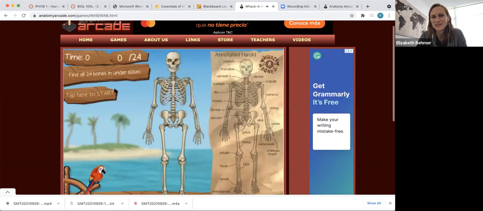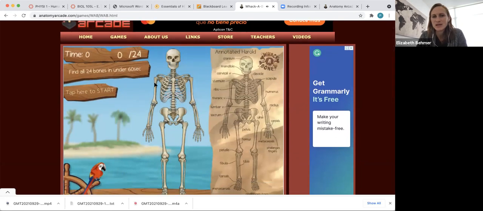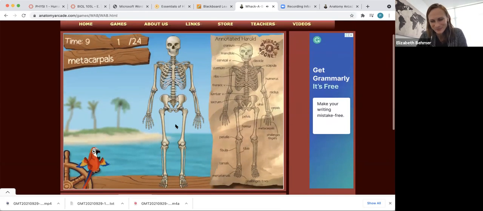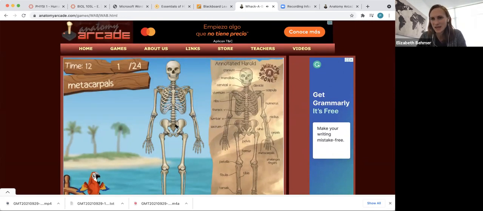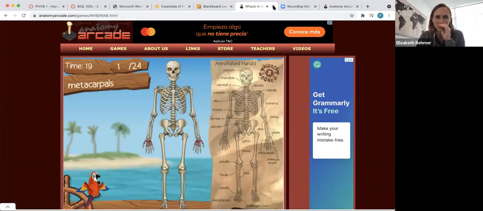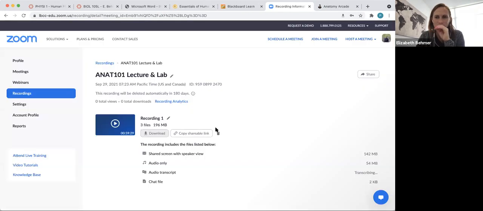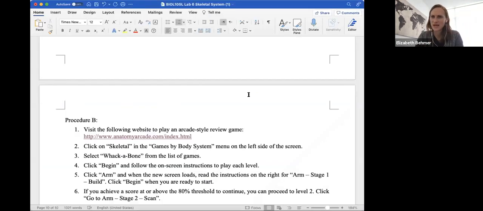What it actually has you do is identify bones in under 60 seconds, and then you start it, and then metatarsals, I didn't even get those right. Metatarsals, they're in the feet. So it's kind of a fun game of just identifying, practicing what you just learned. There was someone who had an issue eventually in that whack-a-bone. They were having some problems further down. So I would do the whack a bone as long as you can, just as a practice of what you just learned with the skeletal system.